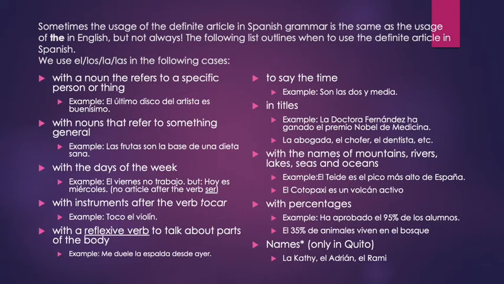Okay, so this is gonna be a little bit long, but you have to pay attention. It's not hard, it's just something that you have to remember, and it's gonna get easier with time. It's just examples of how you use a definite article. So sometimes the usage of a definite article in Spanish grammar is the same as the usage of the in English, but not always. The following list outlines when to use the definite article in Spanish. We use el, los, la, las in the following cases.